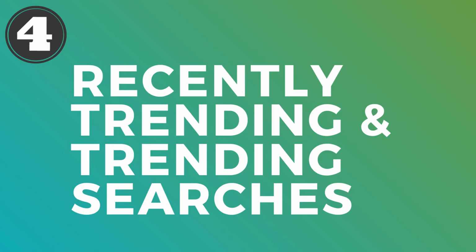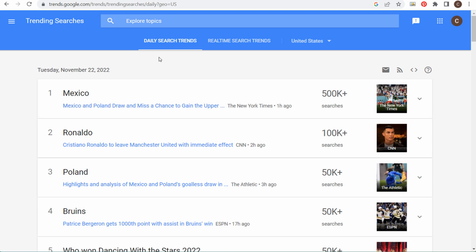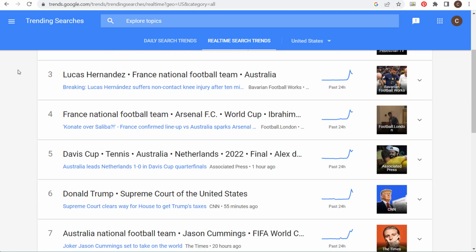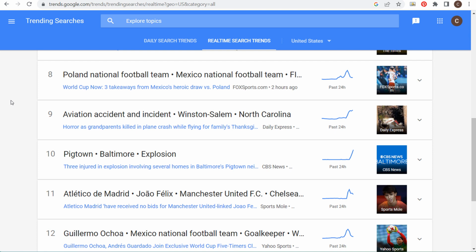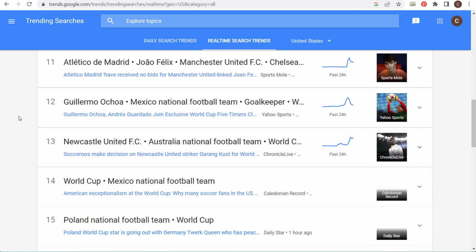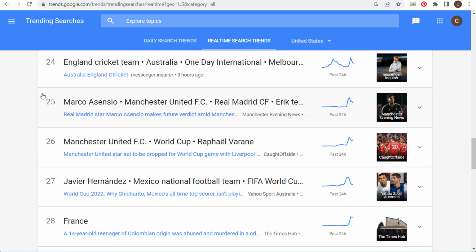And that's going to bring us to number 5, which is going to be real-time search trends. So from the same exact page, daily search trends, if we click on real-time search trends, we can look at the past 24 hours, what some of the most trending searches are, what people are looking up. Again, a lot of this is geared towards the World Cup. And it's going to load a ton of different real-time search trends. And as we scroll down, we can keep loading more and more search trends.